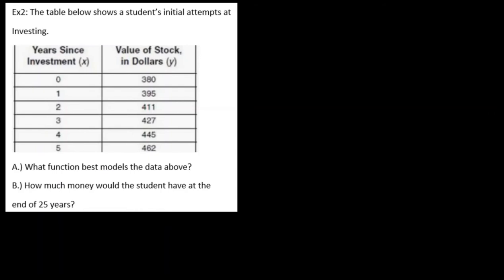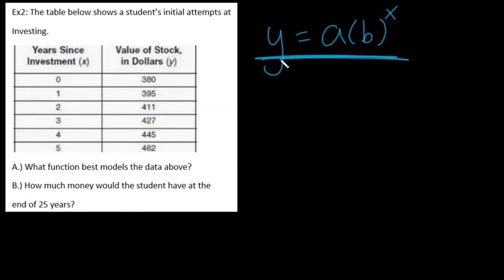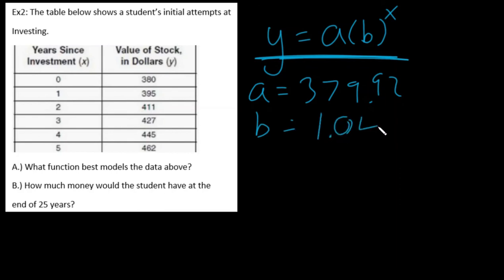Okay, so now we're back to example 2. And remember, what we decided to do is use the exponential form, which we can write as y equals a b to the x. And I'm sorry if there is any confusion as I was going through those examples. We really want to use this form of an exponential. It's the general form. Now remember, we also wrote down our a value, and my a value was 379.92, and my b value was 1.04. Okay, so what's that going to look like when we plug it into this equation?